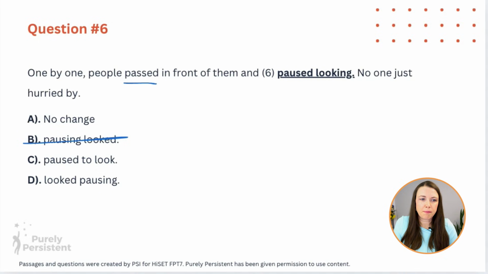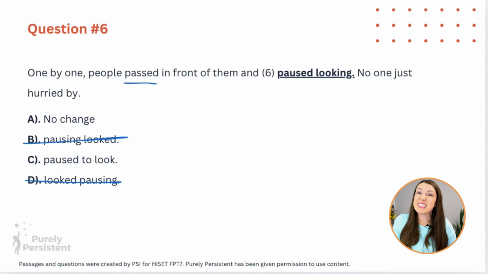So we're going to eliminate B and D. So let's read them. People passed in front of them and paused looking, or people passed in front of them and paused to look. Which one sounds better with your ear? It's C, right? Paused to look. And again, if we were to look up further in the paragraph, we would still see that it wouldn't have that ing, right? We're sort of going with that to look. Okay, so look for those clues and those hints within the passage.